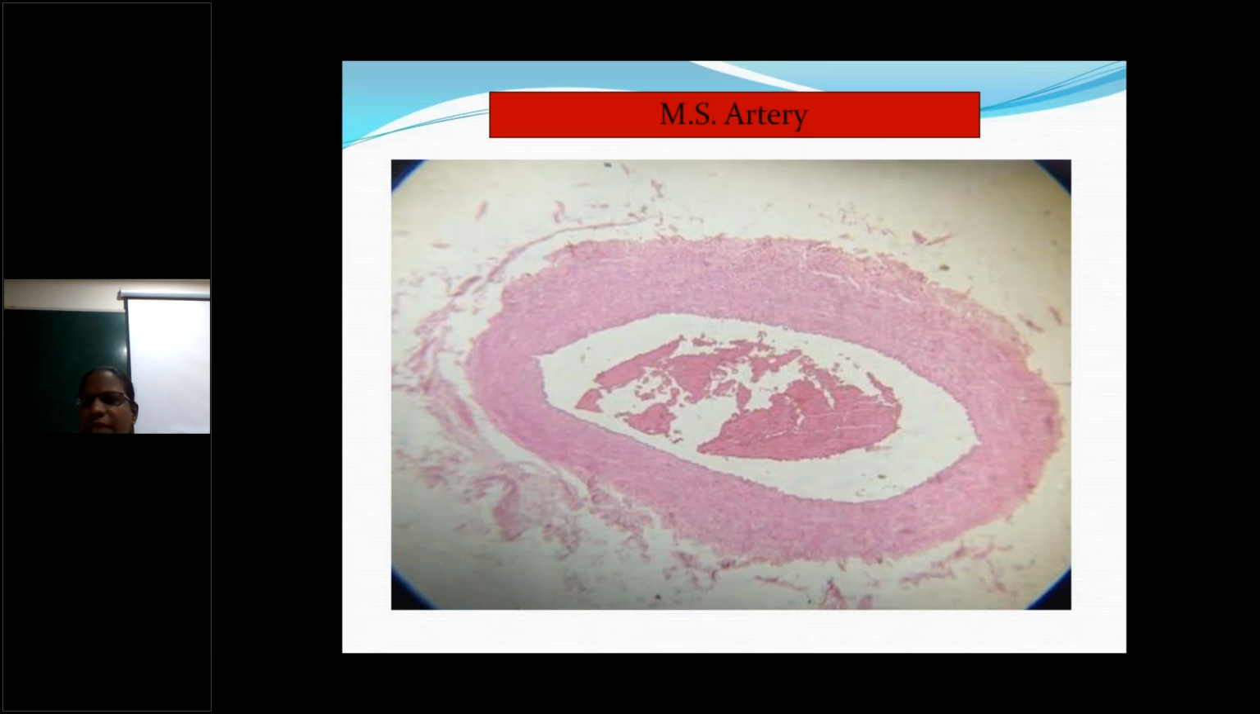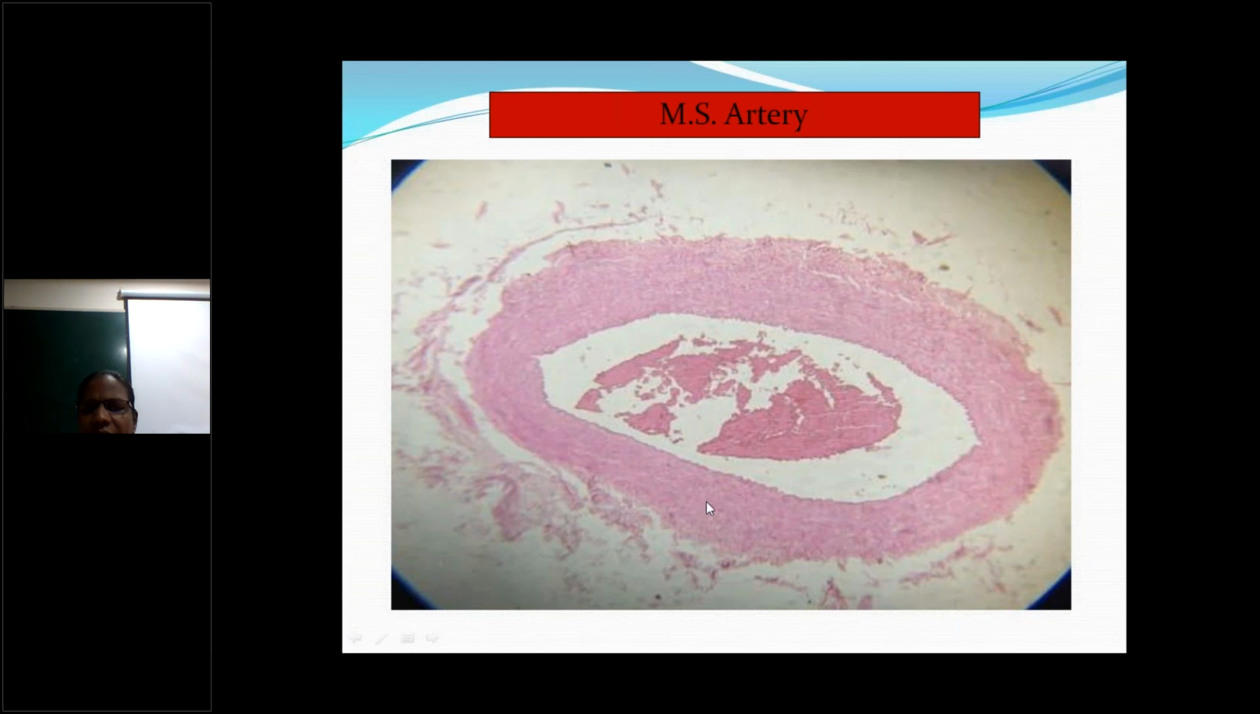Coming to the medium sized artery, or muscular artery. This is the lumen part. This is the tunica intima. This is the tunica media. This is the tunica adventitia. Here the medium sized artery also contains 3 common layers: tunica intima, tunica media, tunica adventitia. Again, intima has 3 layers: endothelium, subendothelial connective tissue, internal elastic lamina.